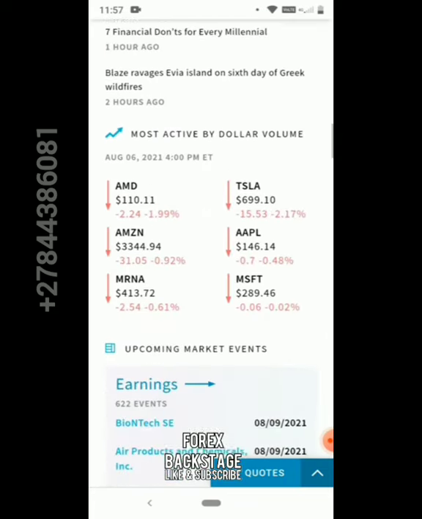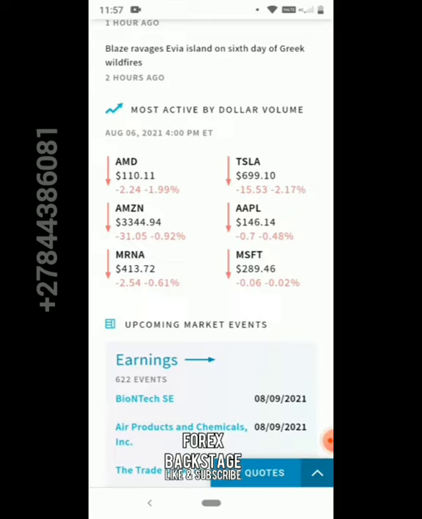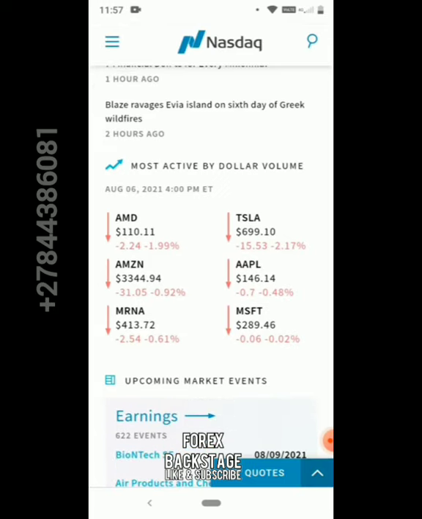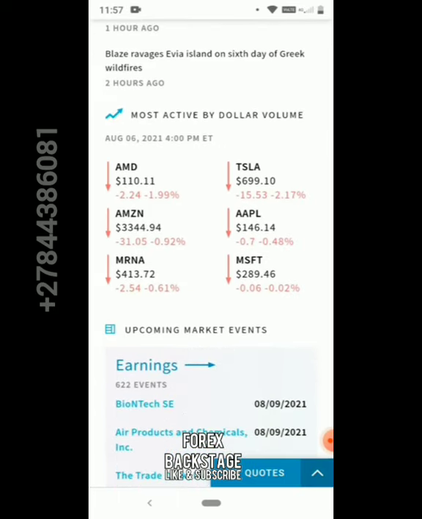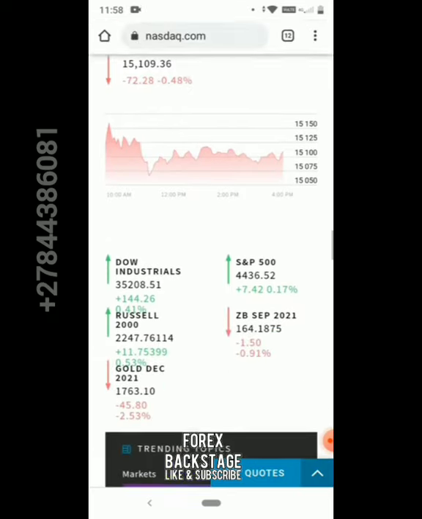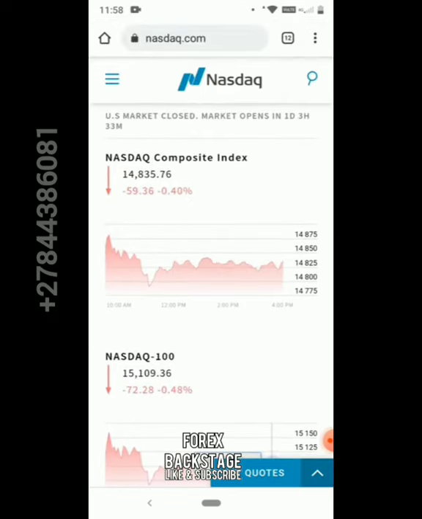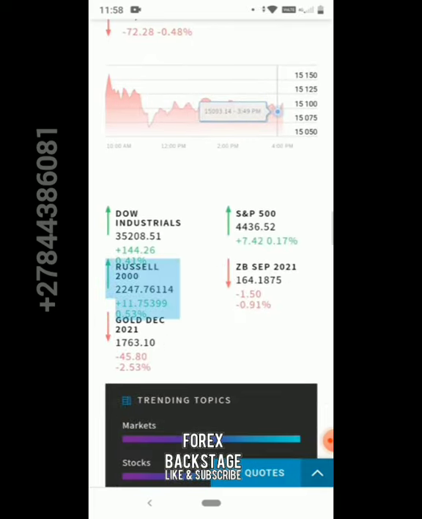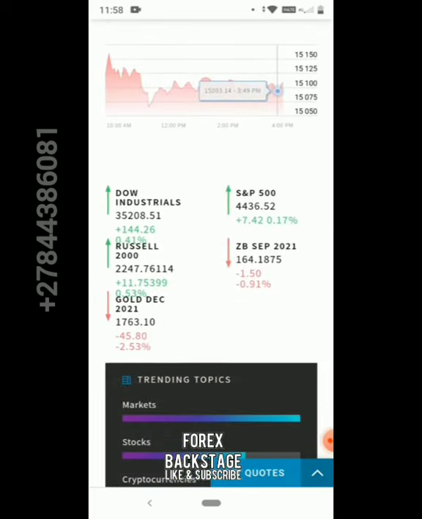So basically, what we're going to be looking at here is, number one, these 6 major companies. Look mainly at Tesla, Amazon, and Apple. The reason I'm saying that is because those are the 3 major companies that are currently booming. As we move along, you can see the Nasdaq Composite Index, your Nasdaq 100, your Dow Industries, your Russells. These are your big 5.